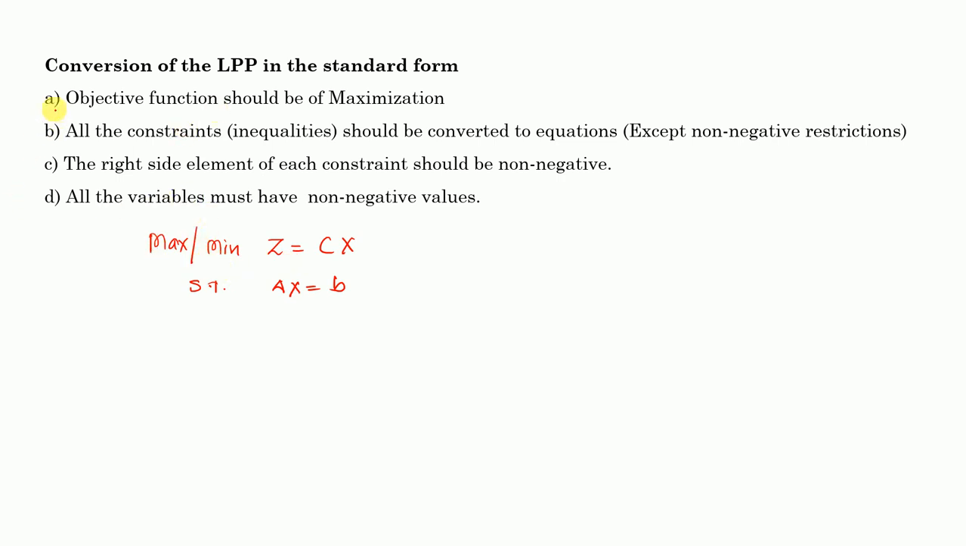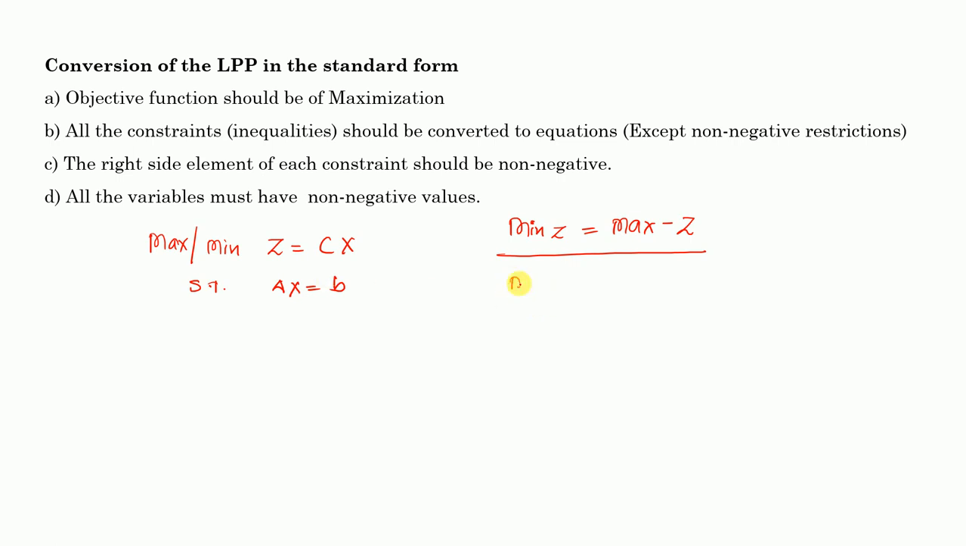So how can we convert this into standard form? Look at the first step. The objective function should be of maximize. If it is of maximization, then fine. But if it is of minimization, how can we convert the objective function of minimization into maximization? For this, you need to remember the simple rule: minimization of z equals maximization of minus z. So this simple rule can be used to convert a problem of minimization into maximization.